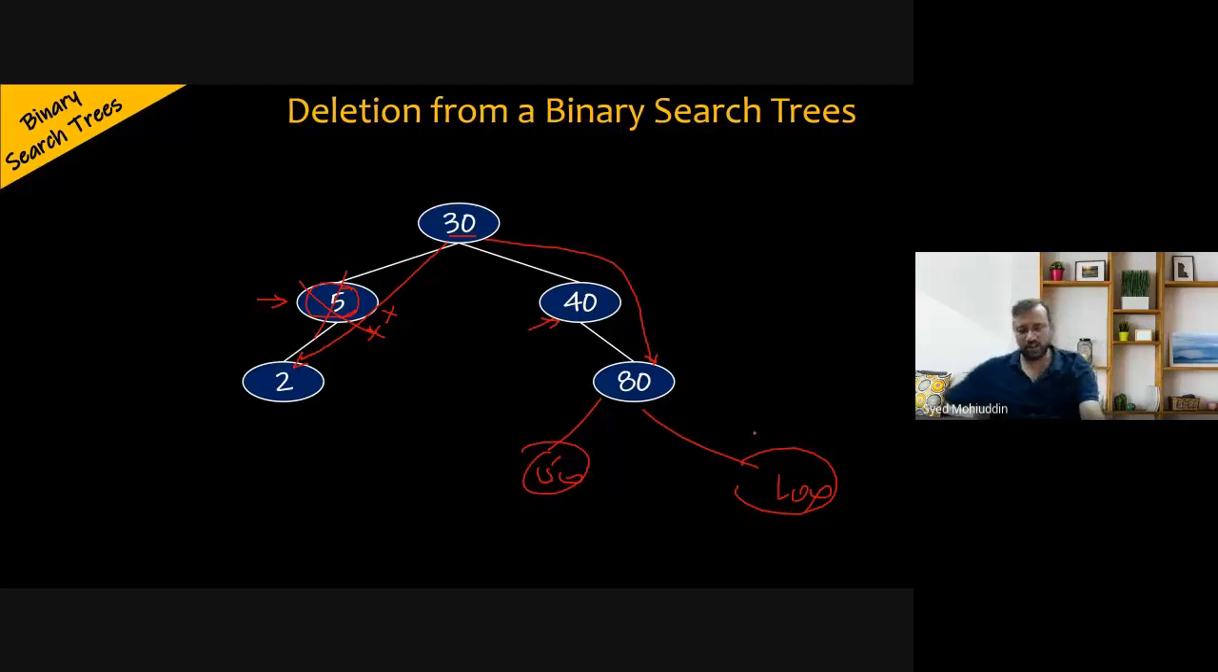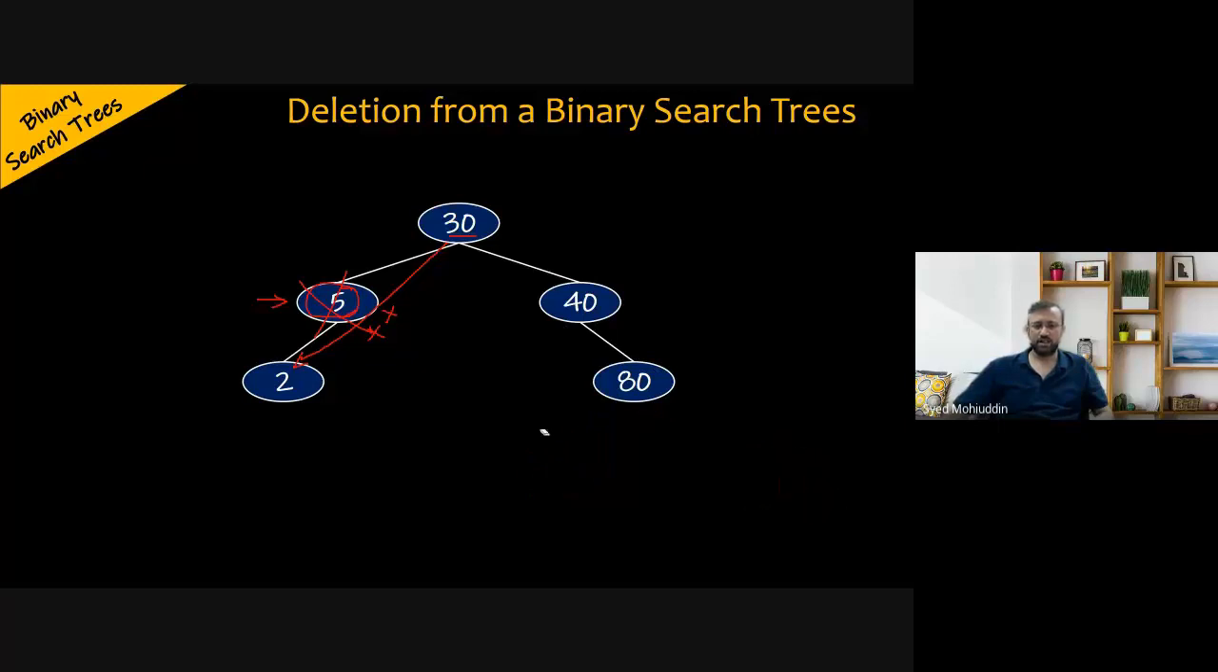Now with regard to the third case, which is the most complex. The third case is the most complex. That is, you can see here node 80, node 30 in this case has both a left and a right subtree.